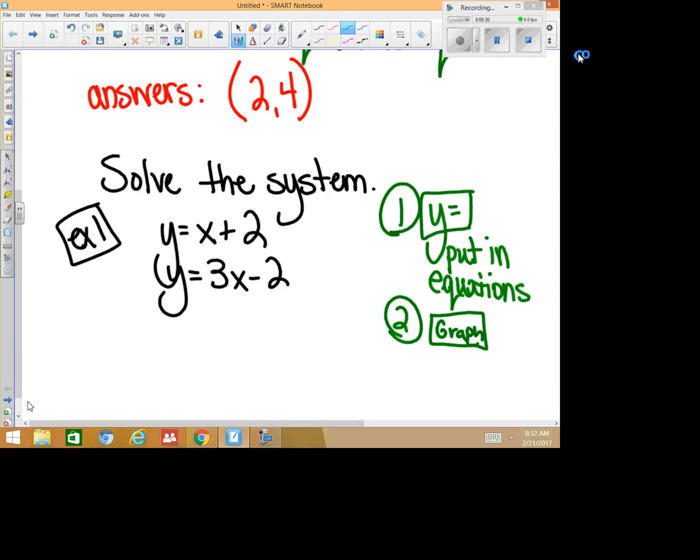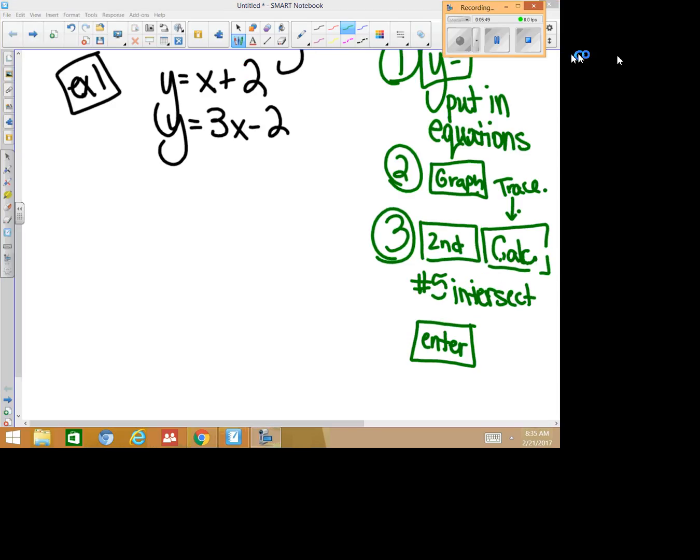Step 2, we hit graph. Now, you're going to have to give me a second to find the intersection button. I don't think it gives me that. Let me look on yours, Maggie. All right, so second, calc, and then intersect. And Cameron said, mine says x equals 0, y equals 2.